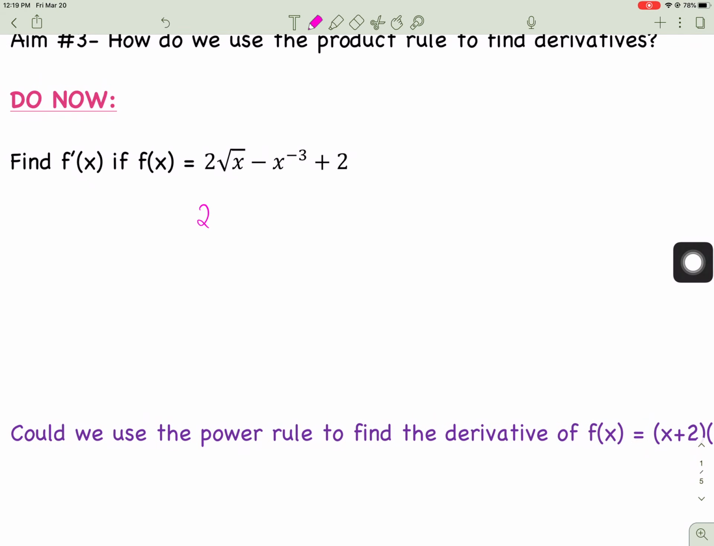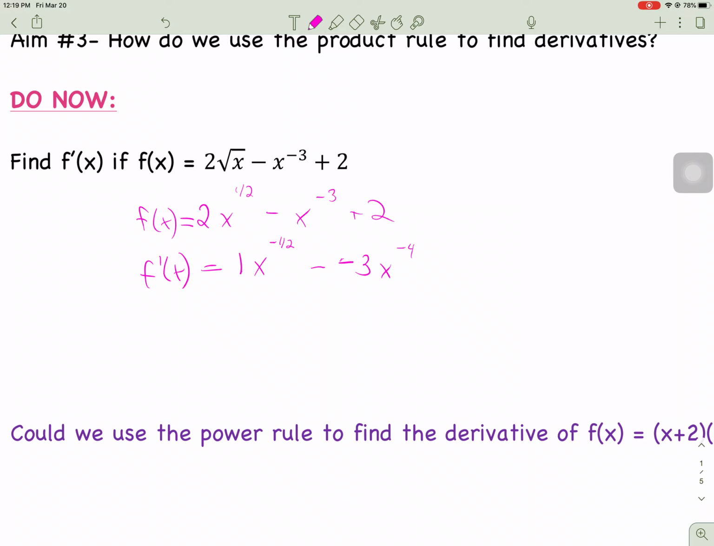Let's see, that'd be 2x to the 1/2 minus x to the -3rd plus 2. That's f of x, so just rewrote it. And then to find f prime of x, multiply the lead coefficient by the exponent. 2 times 1/2 is 1. x to the -1/2, subtract 1 from the exponent, minus, multiply the exponent times the lead coefficient, so that's minus -3x to the -4th. And then the plus 2, nothing happens.